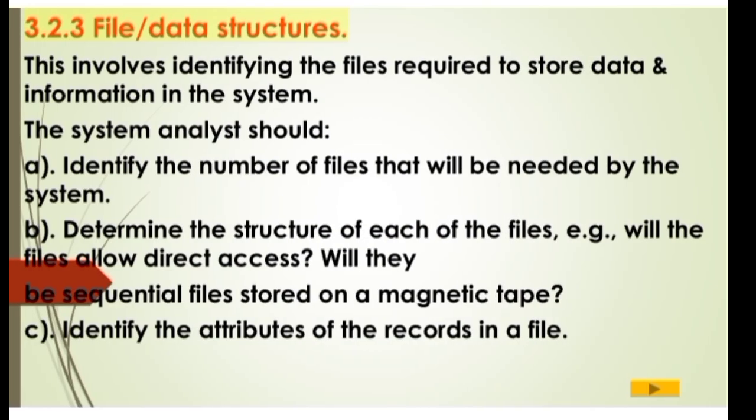3.2.3 File data structures. This involves identifying the files required to store data and information in the system. The system analyst should: A. Identify the number of files that will be needed by the system. B. Determine the structure of each of the files, e.g., will the files allow direct access? Will they be sequential files stored on a magnetic tape? C. Identify the attributes of the records in a file.